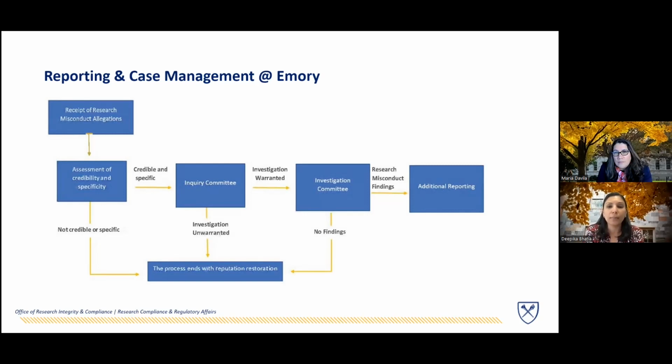And then there are also lots of defined dates and timelines around how these cases should be handled. So for example, the inquiry needs to be completed within 60 days, and then we have to provide ORI with a report within 30 days. And then if it is determined at the inquiry stage that we need to have what's called the investigation, that's the next step, then within 30 days, we need to start the investigation.